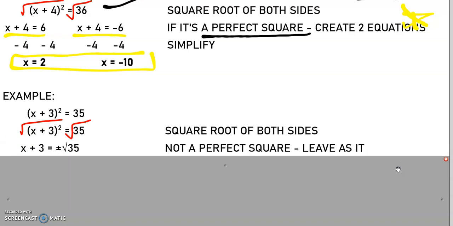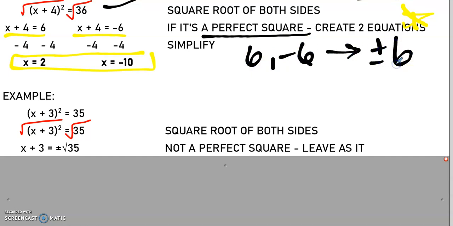Well, is 35 a perfect square? It's not, right? So when it's not, I just have to leave it as the square root of 35, right? Notice that square root symbol's in there. I can't simplify it at all, but I can't take away the square root. Notice that plus or minus symbol there. If you ever don't feel like writing 6 and -6, you could also write plus or minus 6. Okay, it's like a math shortcut. So notice that plus or minus is in there because anytime we take the square root, we're going to have a positive and a negative when we solve equations.